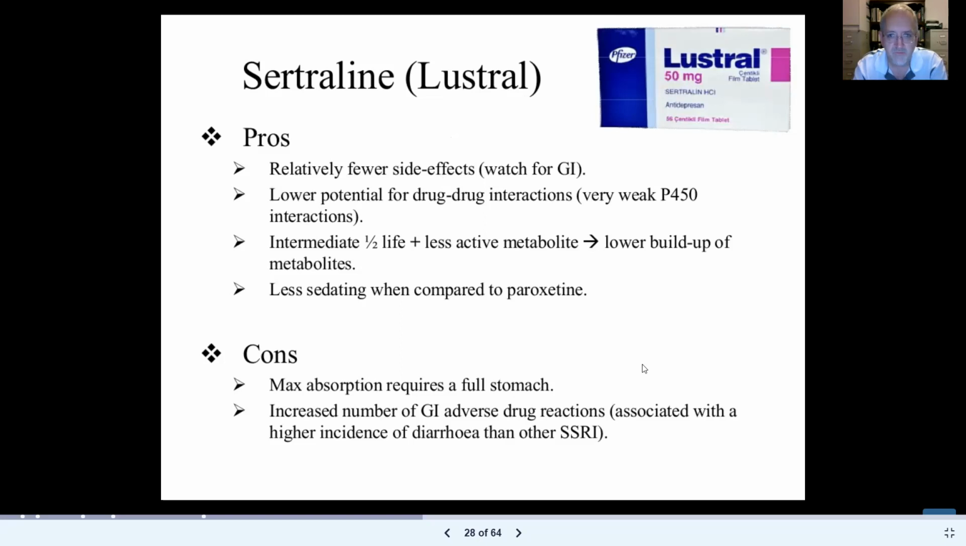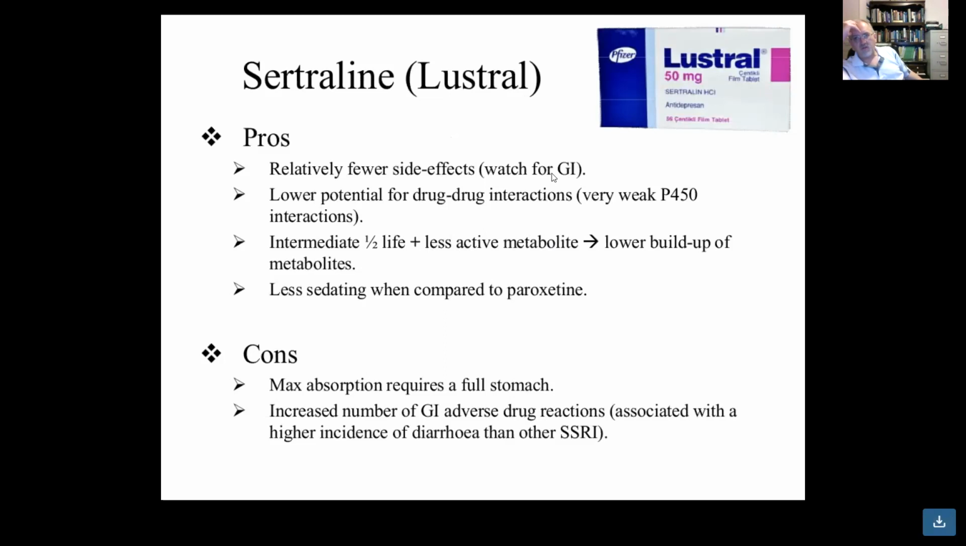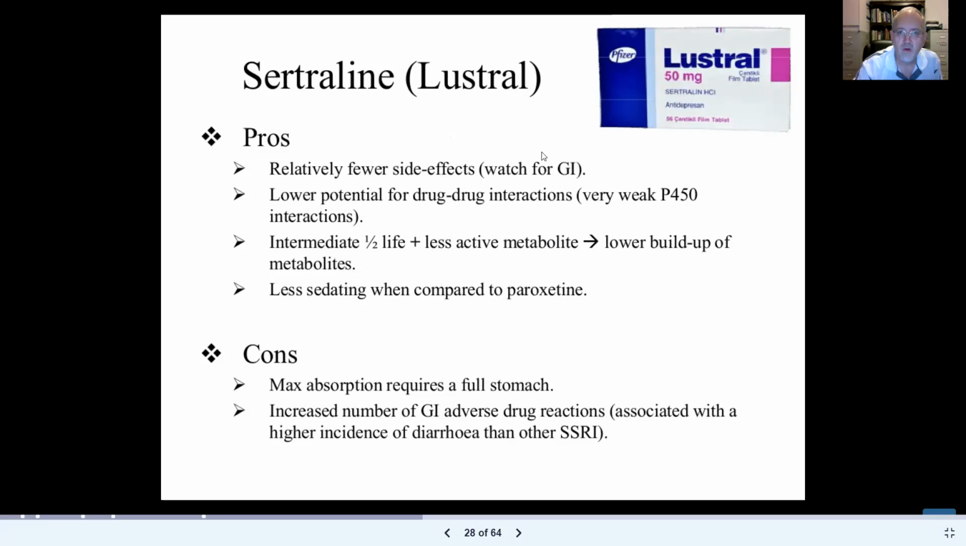has fewer side effects because it doesn't stay in the body as long and has less active metabolites. The metabolites are always something to consider with psychiatric medications because they can cause some side effects. So you want to watch that. It tends to have a stronger impact on the GI. So notice here, as we were talking about before, when you're talking about a medication, you have to watch for its impact on other parts of the body.